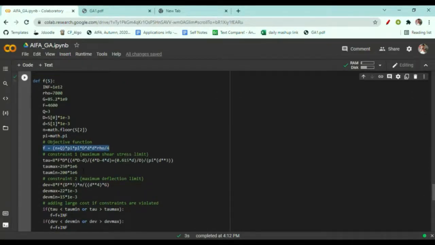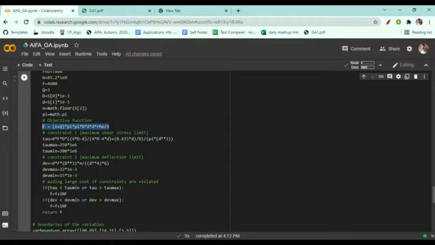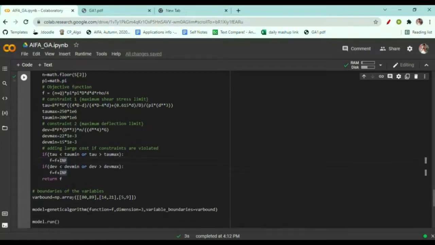We also calculate two other things, tau and def. Tau is the maximum shear stress allowed, and def is the maximum deviation allowed. If either of these two is found to be violating the maximum limits or minimum limits, we add a heavy penalty to the current fitness. This ensures that this state is very quickly dropped out in the future generations.